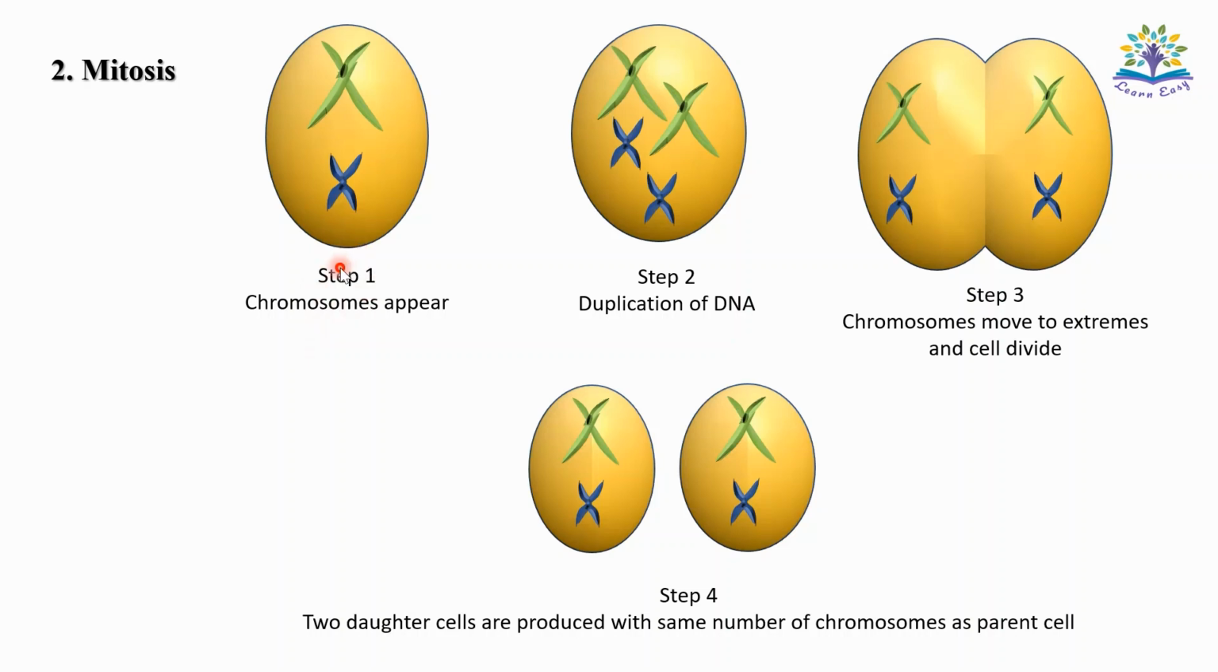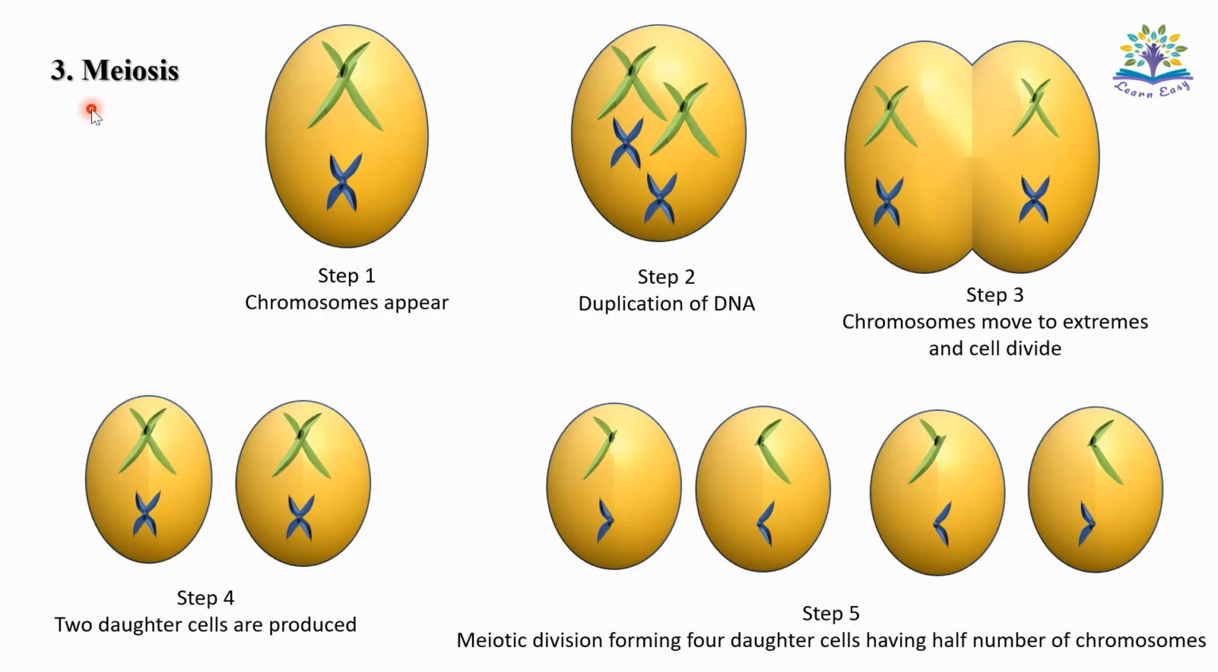Once the chromosomes appear, the cell goes into a phase called interphase. Here, the duplication of DNA happens, which leads to the duplication of the chromosomes themselves. After the DNA duplication is complete, the chromosomes move to the extremes with the help of centrioles and spindle fibers. After that, the cytoplasm as well as all the cell organelles divide, and finally two new daughter cells are produced. Here you can see the daughter cells have the same number of chromosomes as that of the parent.